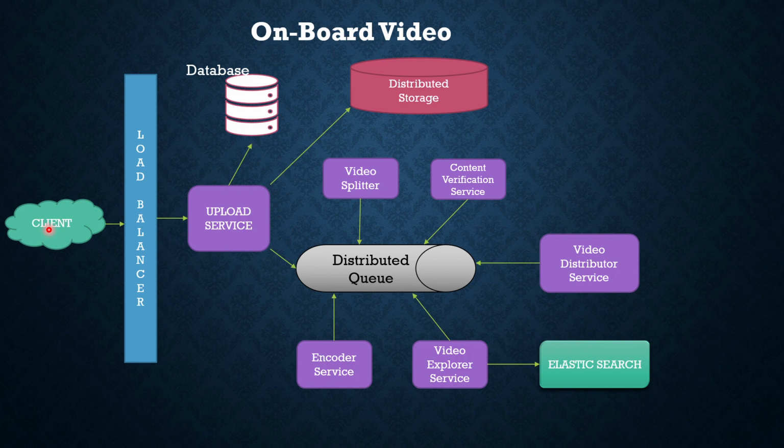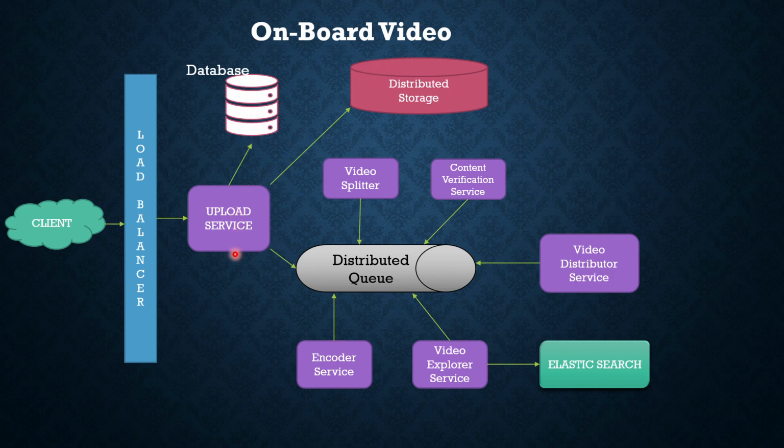This client will upload the video, and the flow works like this: the client will pass the video that he wants to upload to an upload service. This upload service will be a microservice, and its endpoint will be exposed to the clients. Whenever a client uploads a video, it can be of very big size, so we'll pick up that video and put it in a distributed storage. This distributed storage can be a cheap storage like Amazon S3 or a distributed file system kind of storage.